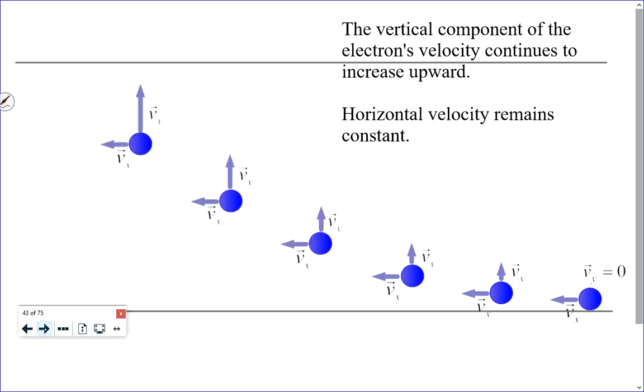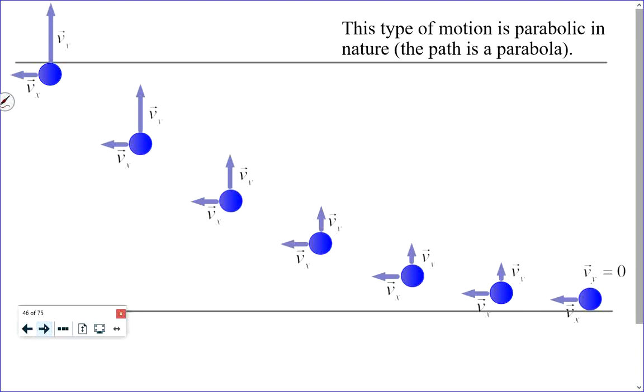And this is what ends up happening. And that's why the particle doesn't travel in a straight line, either at an angle or horizontally. It's because the vertical velocity is always growing. And the end result is that you get a parabola. So the answer to this first question is we get parabolic motion.